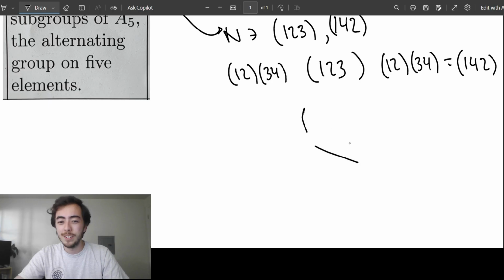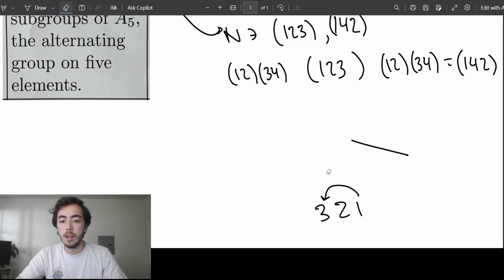1 going to 2, 2 going to 3, and then 3 going to 1 can be undone by thinking of it in reverse. So instead of 1 going to 2, we need to think about 2 going back to 1. And then we need to think about 3 going back to 2. And then we need to think about 1 going back to 3.